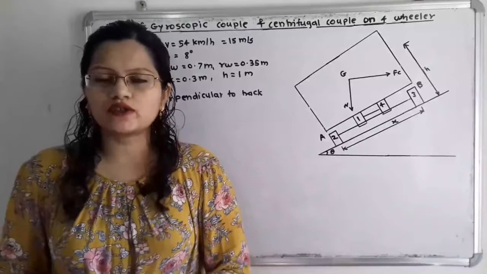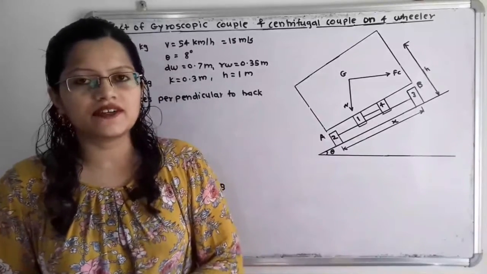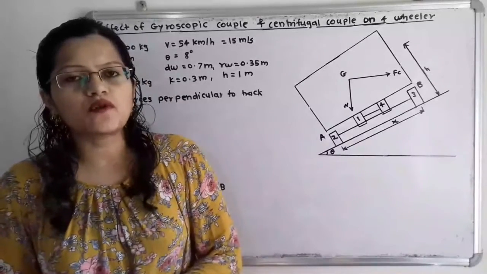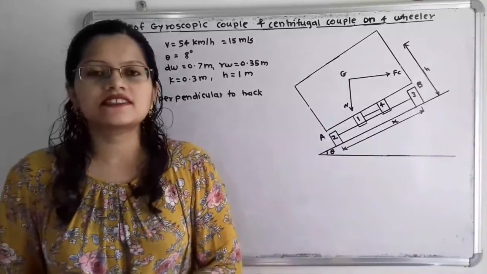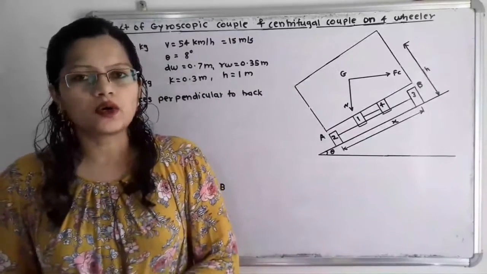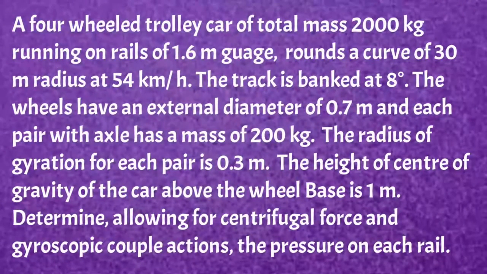Today we are going to solve a problem on the effect of gyroscopic couple and centrifugal couple on a four-wheeler. This four-wheeler is moving on a track such that this track is inclined at an angle theta with the horizontal. Now first I will read what the given problem is.